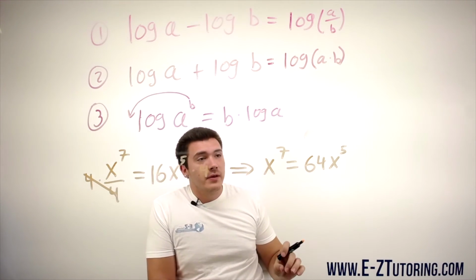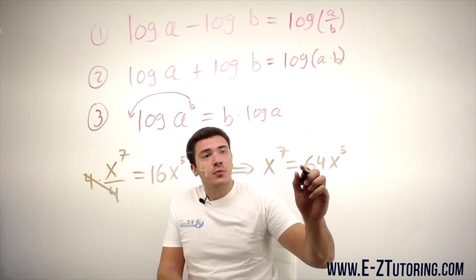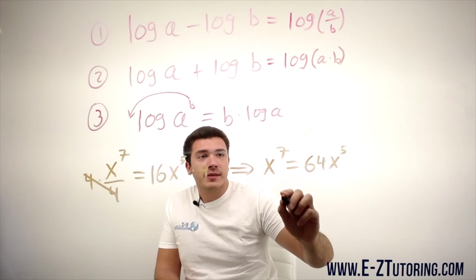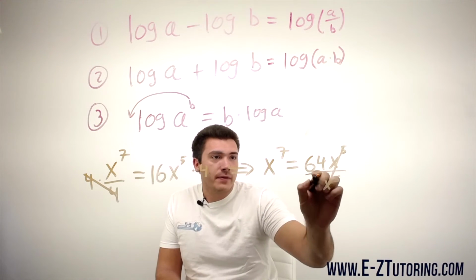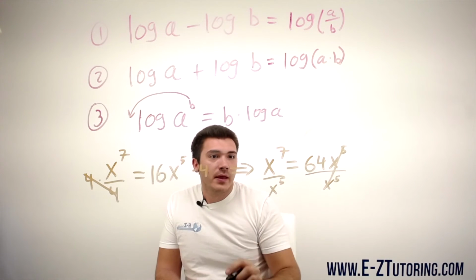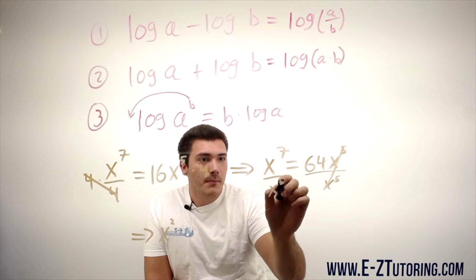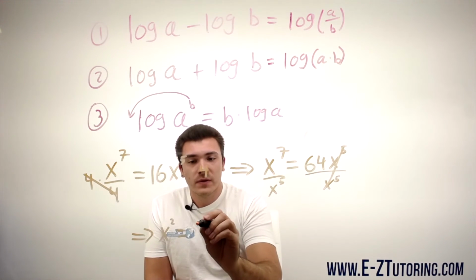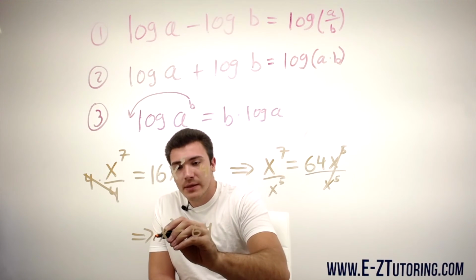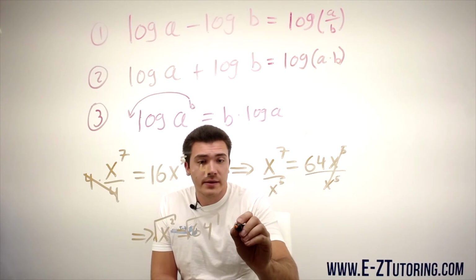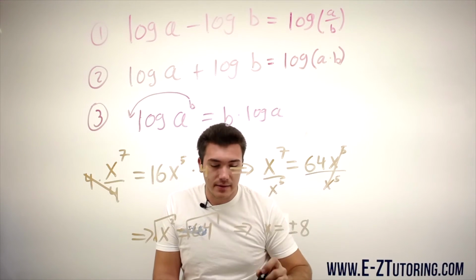Now we want to get rid of the x's, so we have just one x that shows up in this equation. Well, we have x to the 5th and x to the 7th. We want to get rid of the smaller one, so we divide by x to the 5th on both sides, and we end up getting x squared, because 7 minus 5 is 2, equals 64. So now if we want to solve for x and we have x squared, we simply take the square root on both sides, and we end up getting that x is equal to plus or minus 8.